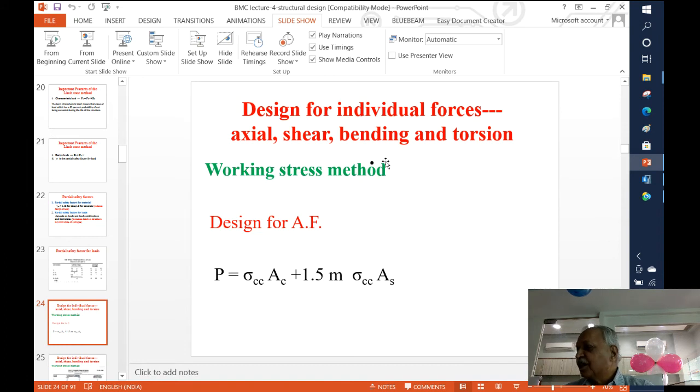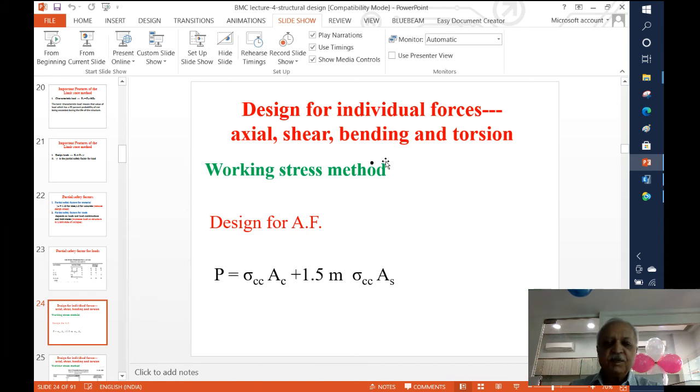As we have seen, there are only 4 types of forces to be considered: the axial force, tension or compression, and we have got the bending moment, the shear force and the torsional moment. Now we consider a simple method, the working stress method, which is to be used for designing a member for axial force.